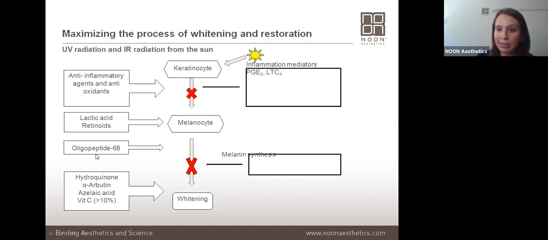Oligopeptide 68, which is a melanin inhibitor of the MITF, which I showed you, and the other melanin inhibitors, which are hydroquinone, alpha-arbutin, azelaic acid, and vitamin C with at least 10% of stable derivatives. So all of these are helping inhibit the melanin synthesis.